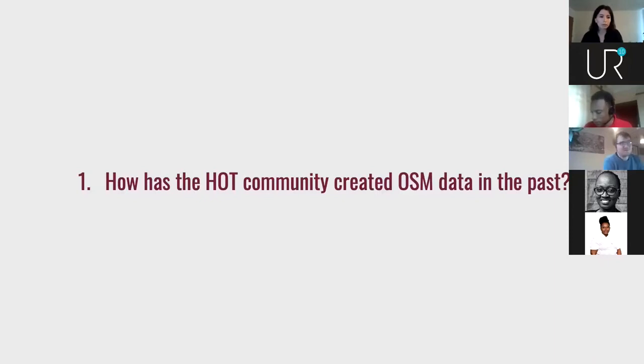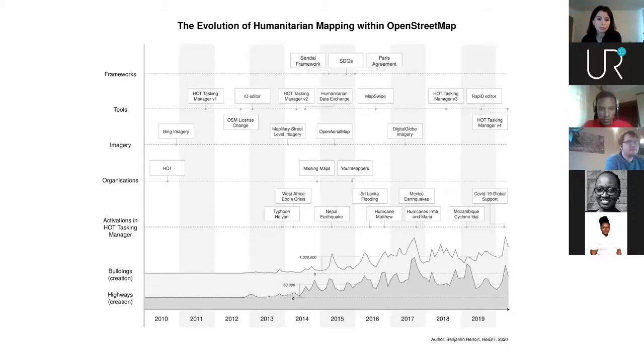Okay, so I will give the first round. We want to first look at, okay, where do we come from? What has happened in the past? And if you go to the next slide, this is a sketch of everything that happened in the humanitarian OpenStreetMap community in the past 10 years. I don't go into all the detail, but we start at the bottom.